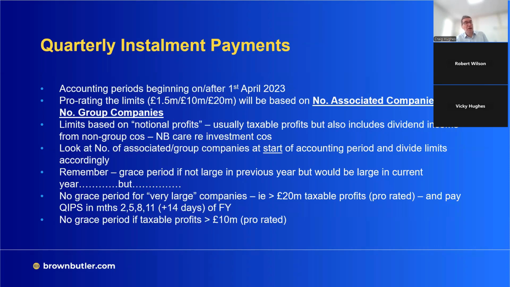So I suspect we're going to find more and more companies falling into the quarterly installment payment regime now. And whilst the first period after the 1st of April 23 was probably a grace period for a lot of them, more of those companies are coming into it for 24 and 25. And of course, with the large company regime, you're making 2 of those payments in year. So it may be a case you don't realize you're in quarterly installment payments until one of the payments is potentially due.